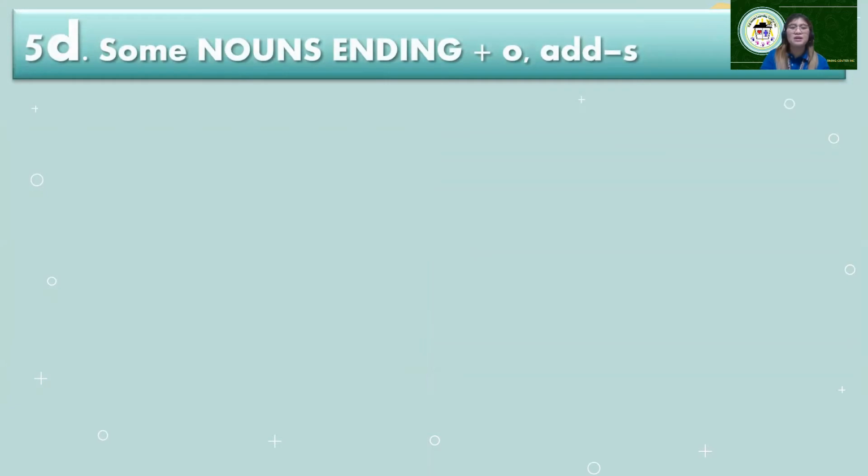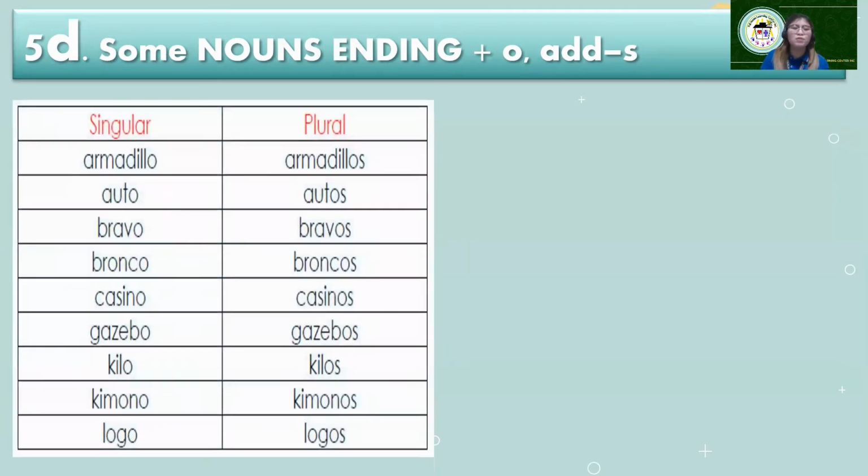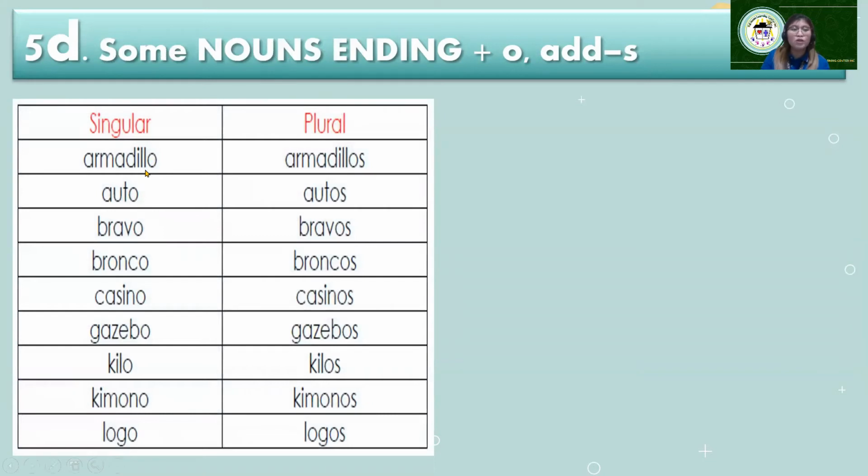Lastly, these are some nouns ending in O, but you just need to add S. Why is this separated from the others? Because as you can see, this group of nouns have a consonant plus O, right? As you can see in my previous rule 5B, consonant plus O should be ES. But these words are exemptions to the rule. Even though they end with consonant plus O, you just simply add S to them.